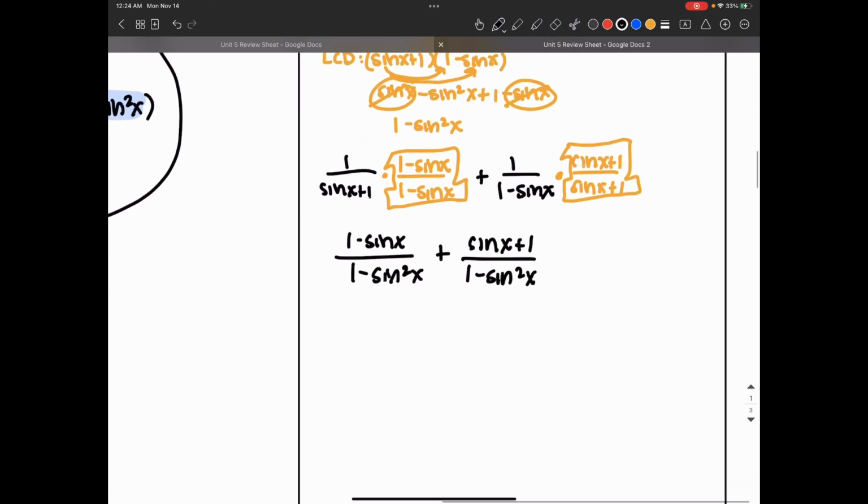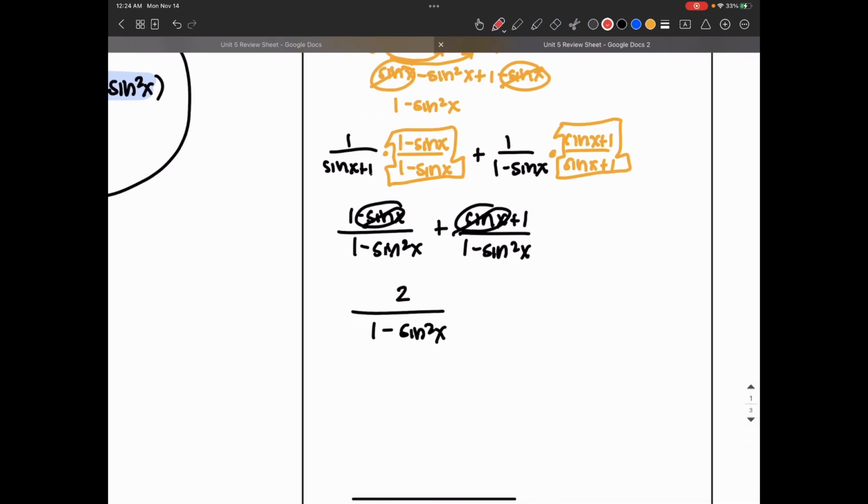And then when I combine the two numerators, these are going to cancel, and I'm going to be left with 2 in the numerator over 1 minus sine squared of x. If I see 1 and sine squared of x together, then I can use the trig identity cosine squared of x plus sine squared of x is equal to 1. Get it to look like that. Subtract sine squared of x on both sides.